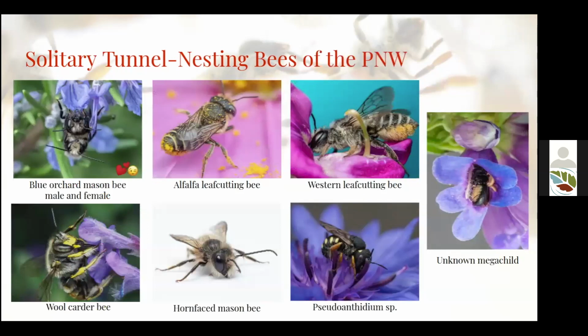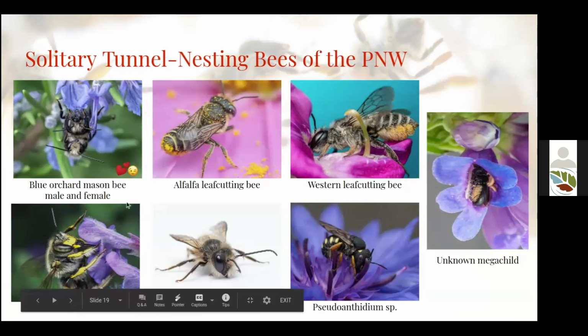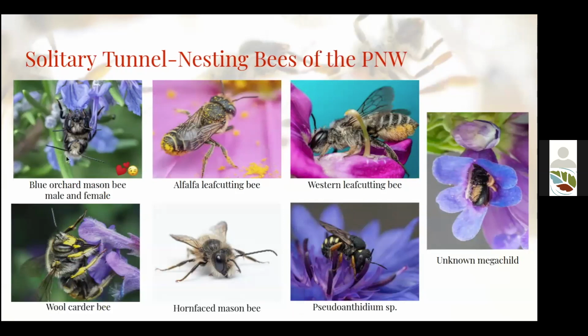Okay, so the common solitary tunnel nesting bees we have here, I'll start with the blue orchard mason bee. Here we have a male and a female side by side. The males are only active for a very short window at the beginning of the year, or at the beginning of their season. And then the females are the ones that take care of all of the work for the rest of the season. But the male here is executing his one job, which is to mate.